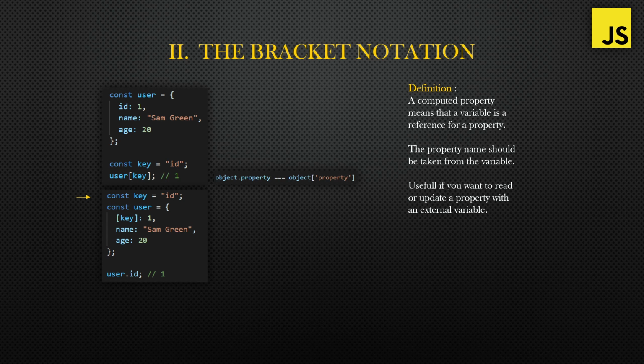In the second example, you have to first declare the variable. So key is equal to id. Then in the object, it will mean between brackets between quotes id. And for the same equality, you can access user.id, which will be equal to 1.